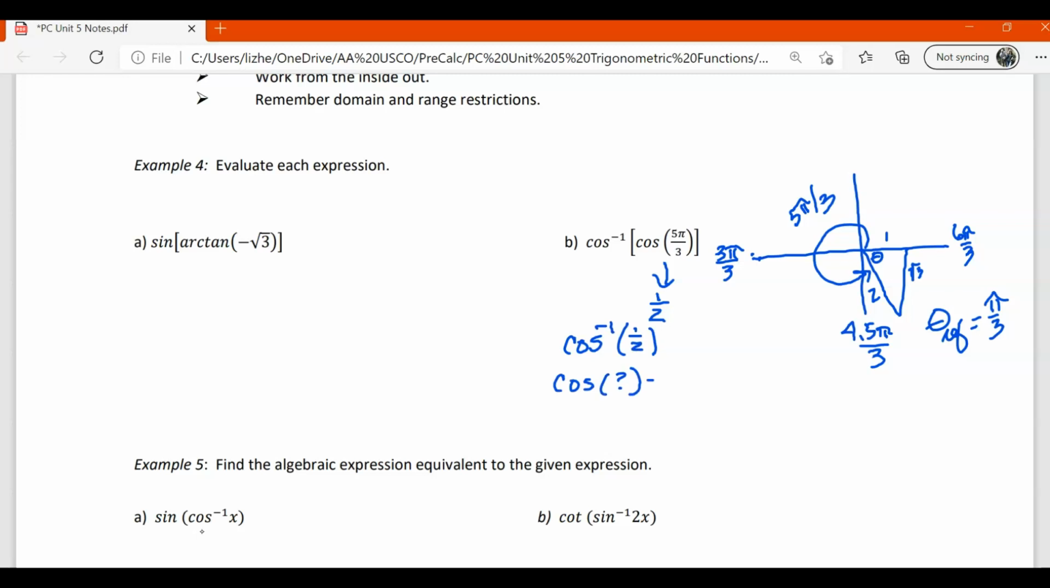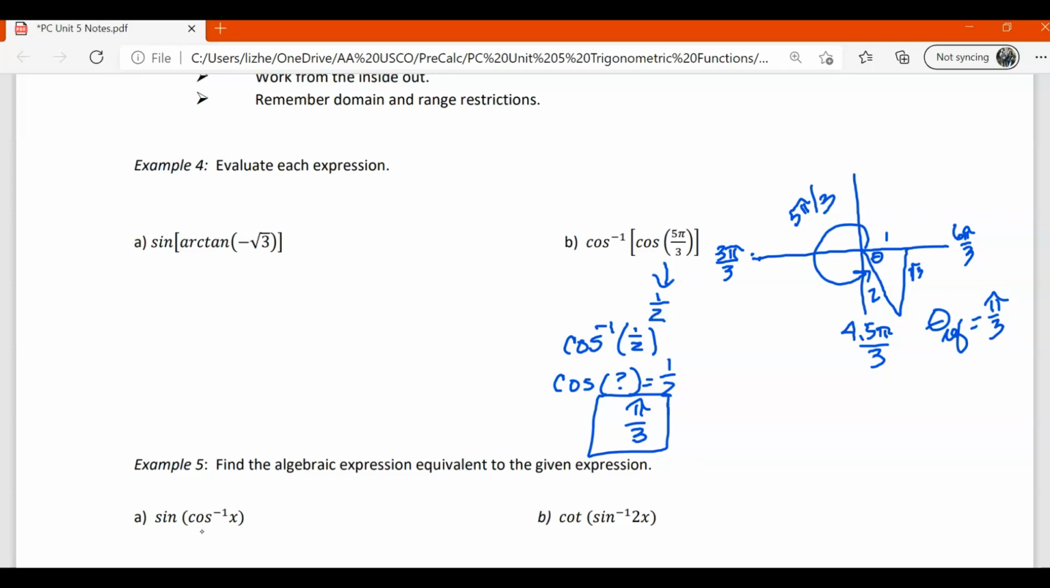And so then the question is cosine inverse of 1/2, which means the cosine of what angle is 1/2. By the way, that's positive. So the cosine of what angle is 1/2? That would be pi over 3, and it would be positive. And there's your answer there.